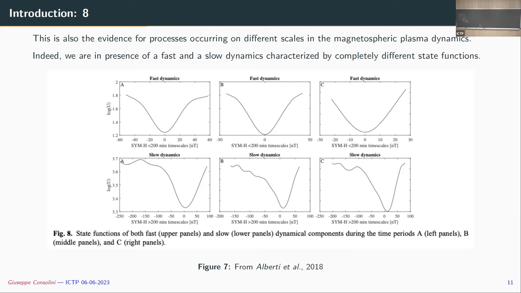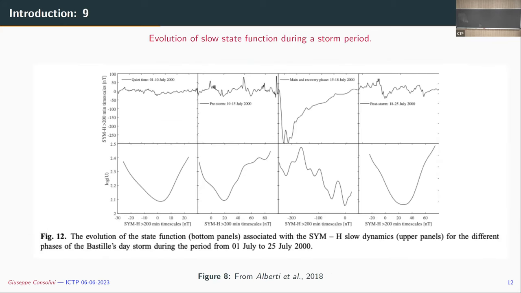This was something extremely interesting, but you can also see that during a storm, and this was the period of the larger storm, if you look in time, we see how, for instance, the slow dynamics changes the state function, which means that we are generating a more complex fitness space, if you want to use this term.